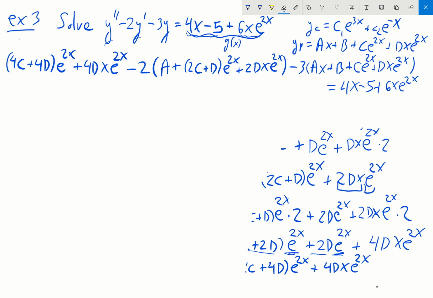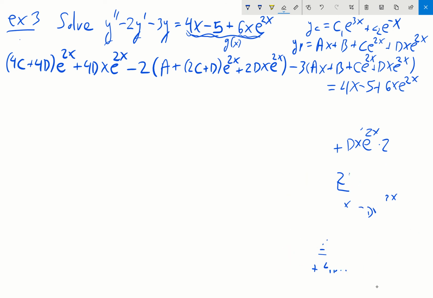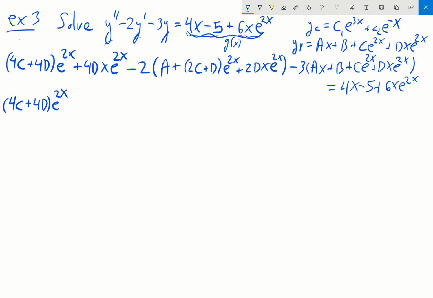Okay, so we have it plugged into our differential equation. We're going to eliminate the parentheses, and then we're going to group like terms. So on this left-hand side, we have 4c plus 4d e to the 2x. Not these parentheses, but the ones that come from distributing these coefficients in here. Those are the ones we're going to eliminate. You could do more if you wanted to, but I'm trying to keep things nice and tidy until the end.